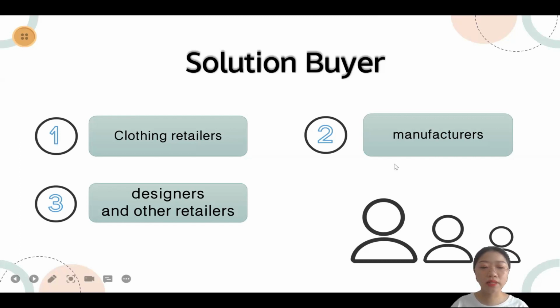Other potential buyers of the solution include other retailers, fashion designers, and manufacturers. By leveraging consumer preference data for demand estimation, these entities can better meet consumer needs and improve the market adaptability of their products, thereby increasing sales and profits.